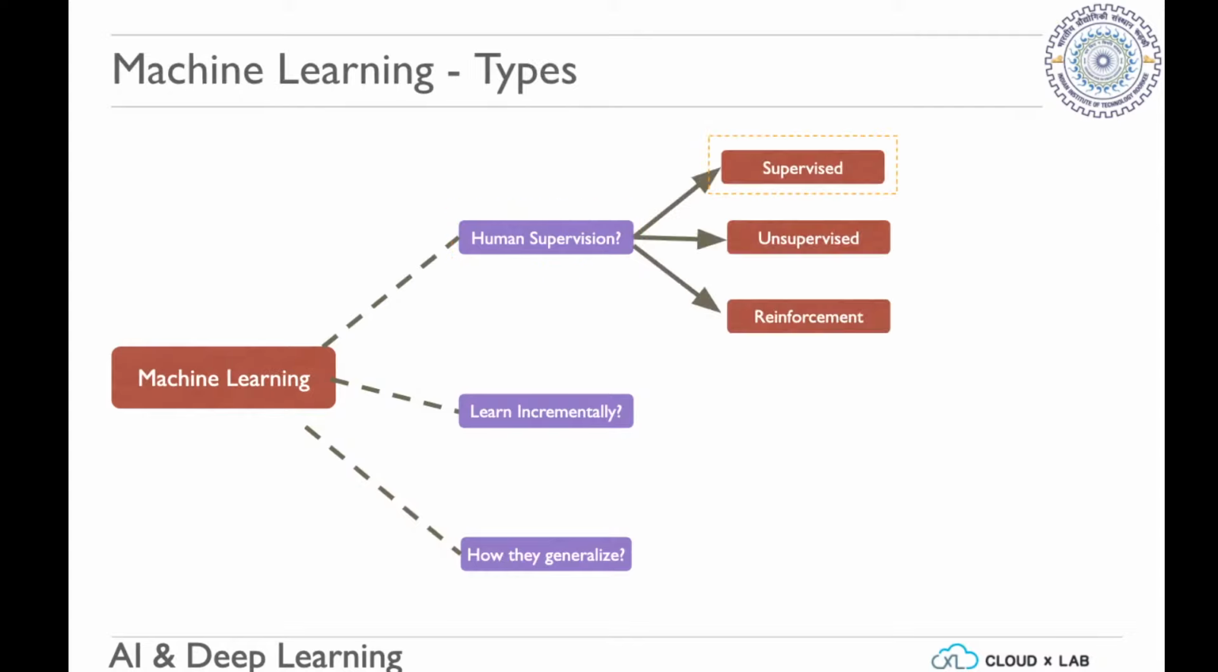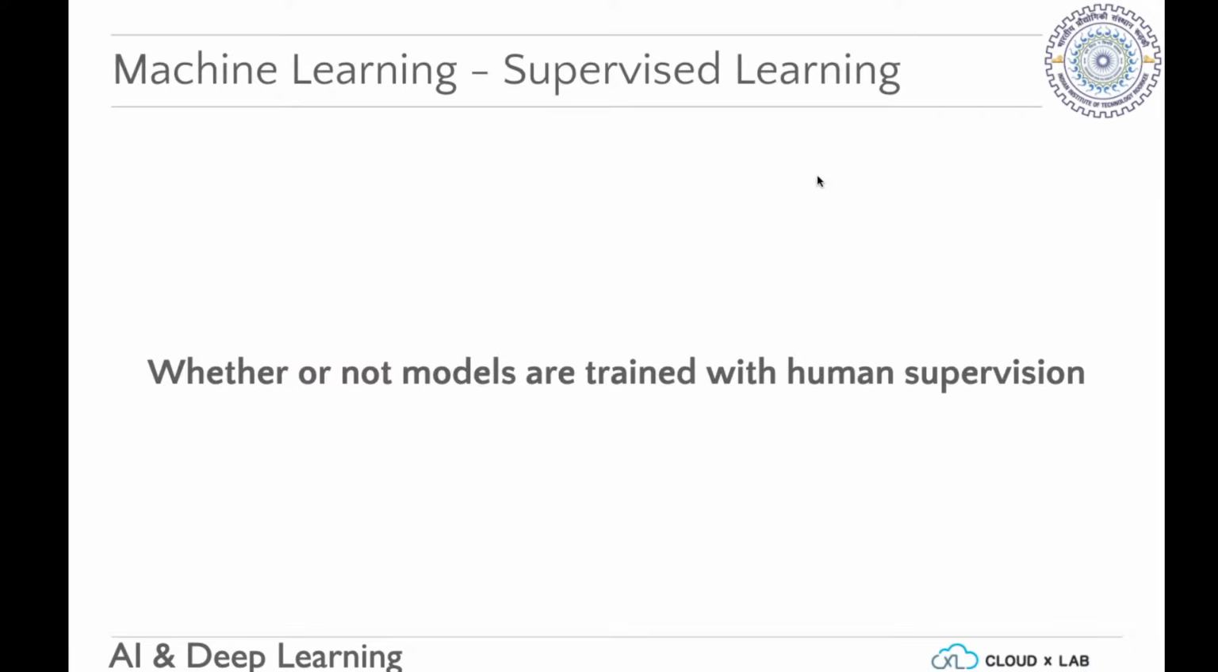Human supervision means that there is a human involved in the picture. So the first part is supervised machine learning. Supervised machine learning is about whether or not the models are trained with human supervision.